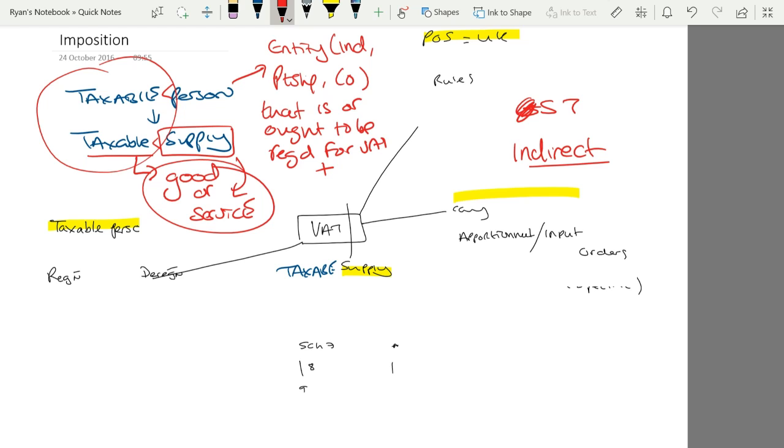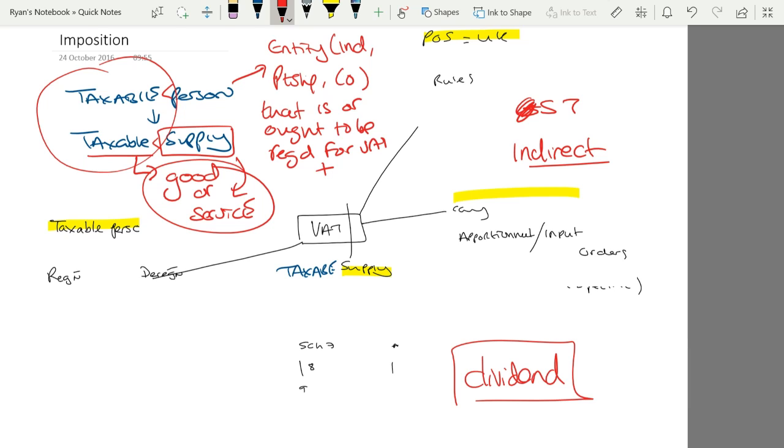So the imposition is important because you need to be able to distinguish. If I said to you, someone received a dividend, is that subject to VAT? Well, if we look at the imposition, we know immediately that, although the company may be a chargeable, taxable person, the actual supply is not a good or a service, and therefore it's not within the scope of VAT in the first place.